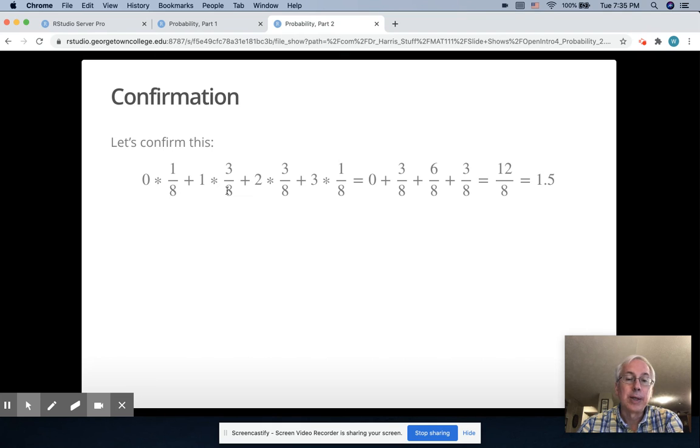So if I multiply this together, I get 3/8 from this, I get 6/8 from this, and I get 3/8 from this last term. So I get 0 plus 3/8 plus 6/8 plus 3/8, which is 12/8, which reduces to 1.5.